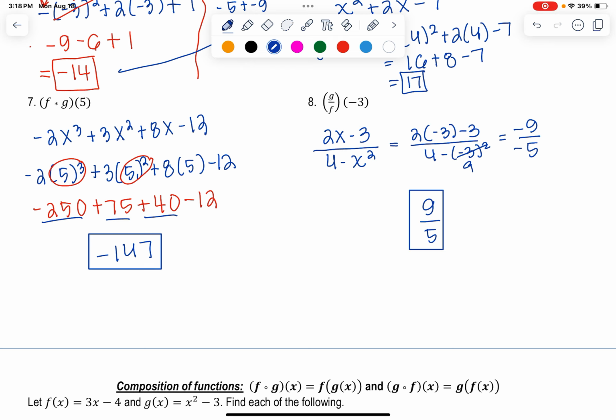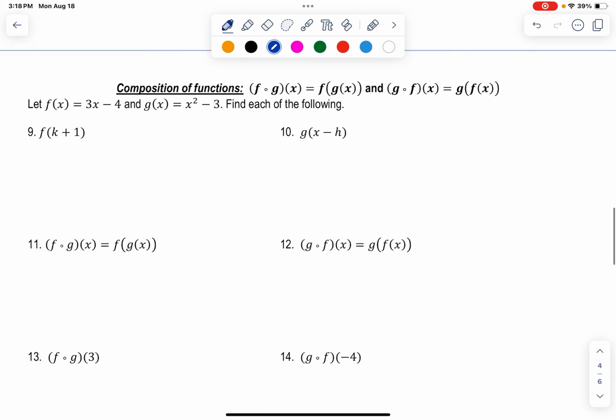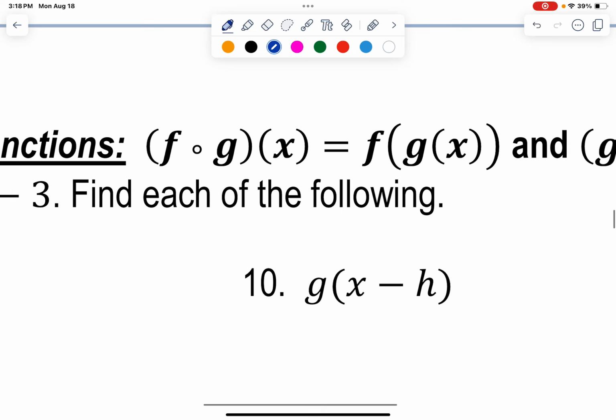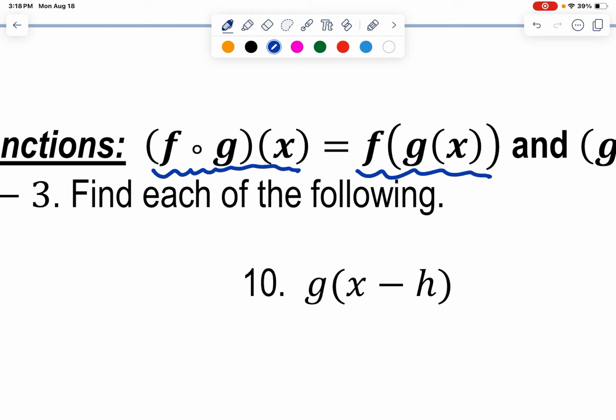Okay. All right, our next topic is composition of functions. So we did operations, and now we've got compositions. What you're going to see with these problems is something like this. This says find f of g of x. This is another way of writing it, f of g of x. They say the same thing. And what that means is to take the function g and plug it into f.